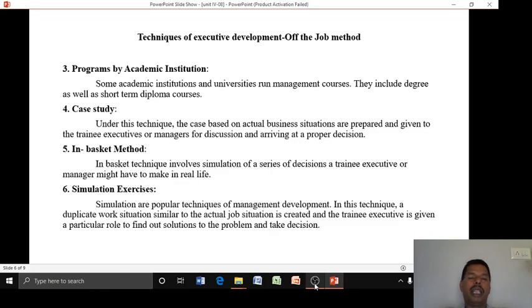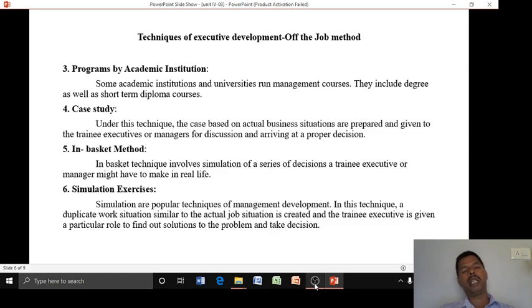Next, fourth one is case study. Under this technique, cases based on actual business situations are prepared and given to the trainee executives or managers for discussion and arriving at a proper decision. So, a case will be given and there will be deliberation or negotiation or debate or discussion on that case, and they will identify the common solution that is available to such cases, and that improves the decision making power of such executives.